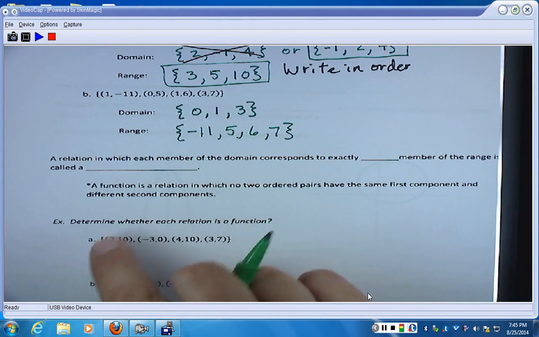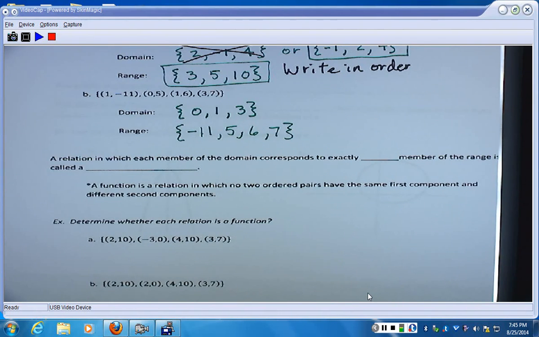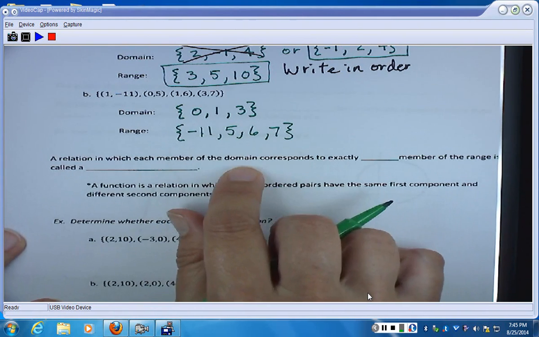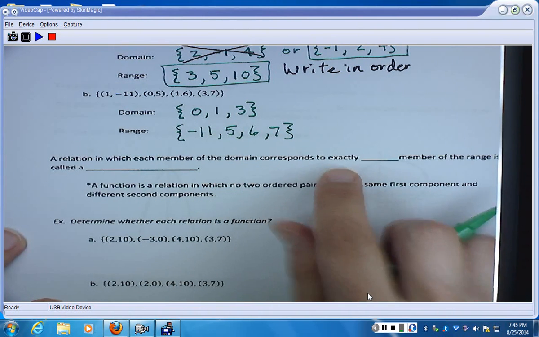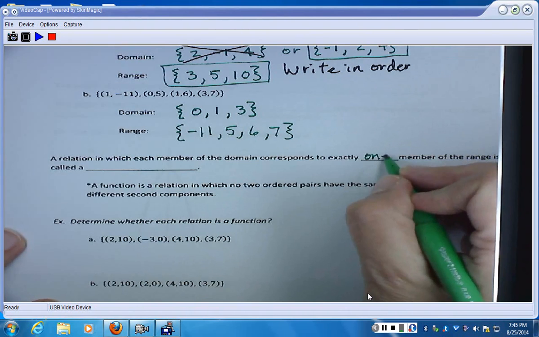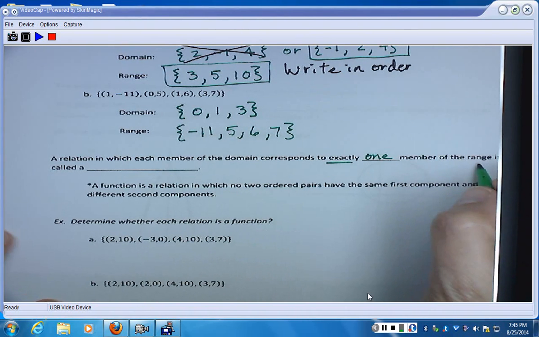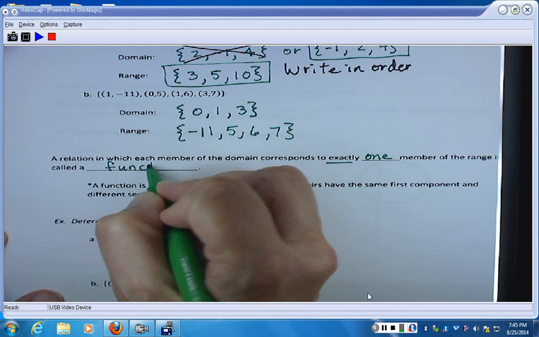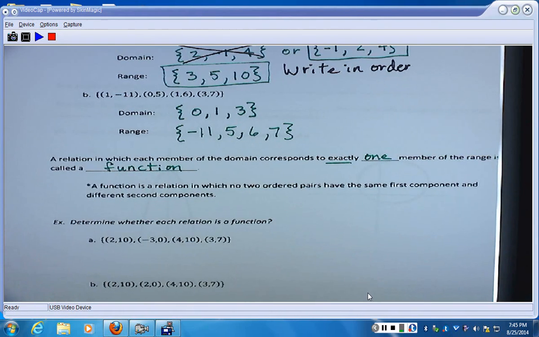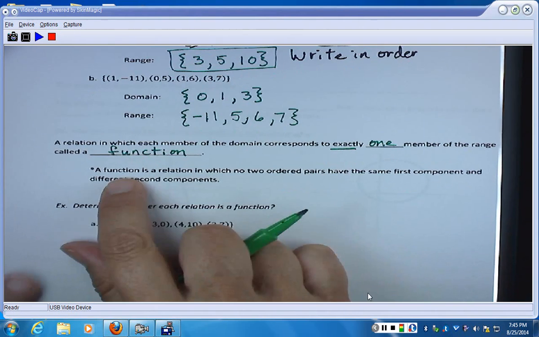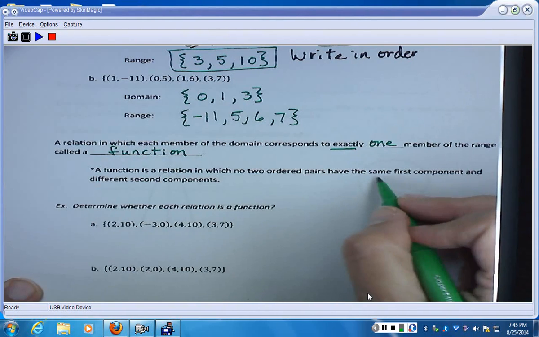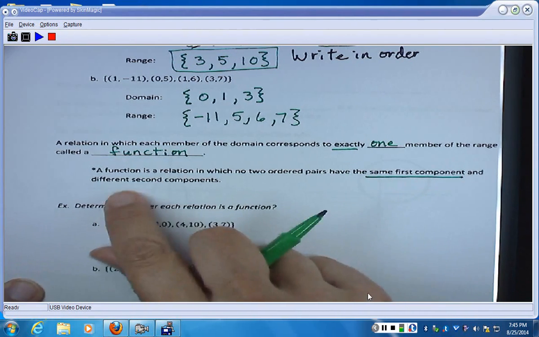Now we're going to find out the definition of a function. Maybe you guys remember this. A relation in which each member of the domain corresponds to exactly one member of the range is called a function. Another way to put it is that a function is a relation in which no two ordered pairs have the same first component and different second components.